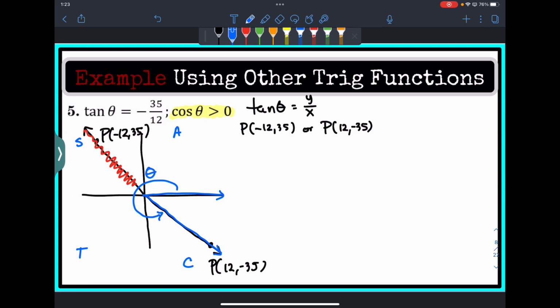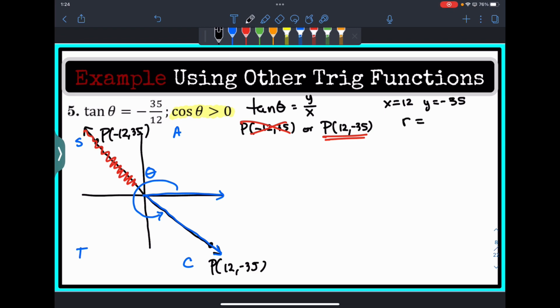So to find the remaining 5 trig functions, I first need to figure out what the value of r is. So now knowing that the terminal side of our angle is in quadrant number 4, that means that the point we're going to use is this point right here. So we're not using this point, and instead using that. So x is going to be 12, y is going to be negative 35, and all I'm missing is the value of r.